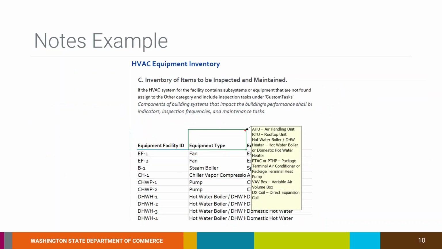And here you can see an example of an Excel note appearing. On screen in this example, I have hovered my mouse over equipment type, and because we have this red triangle right here, indicating that we have a note in Excel, this is what you see. This box appears with the list of acronyms which supports the instructions for this cell.